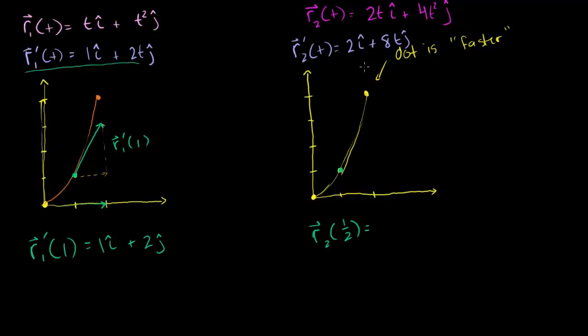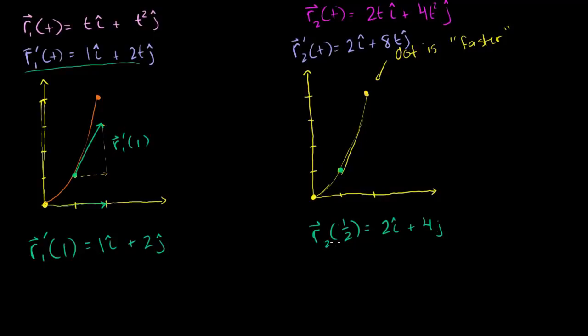And this is going to be equal to 2i. This isn't dependent at all on time. So 2i plus 8 times the time, and the time right here is 1/2. So 8 times 1/2 is 4. So plus 4j. So what does this look like?